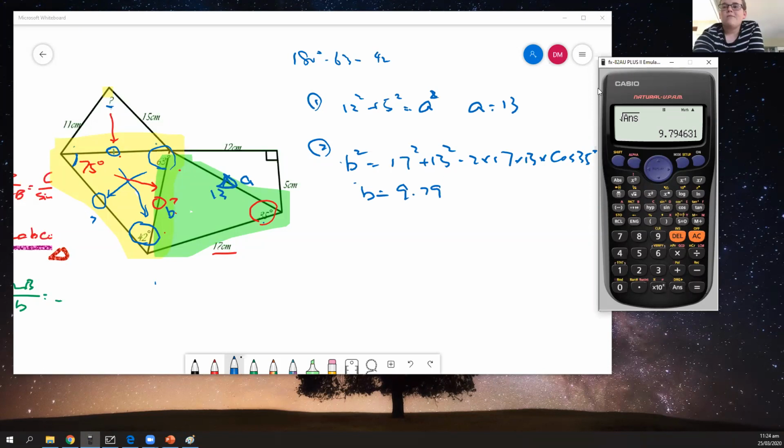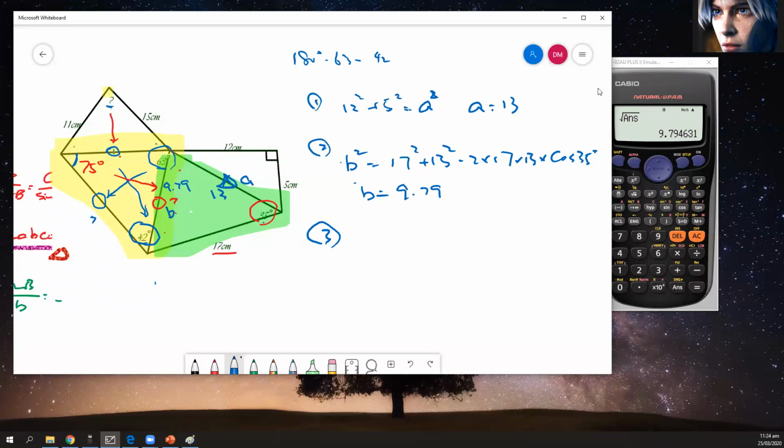Excellent. I know it's quite messy, but as you will see, all right? Number 3. So we know B is 9.79. So that side corresponds to the 75 degree we figured out, right? And we try to look for this side, which corresponds to this 42 degree. So hence, we look for the side, let's call it C. So C over sine 42 degree, because it corresponds to 42, should be equal to 9.79 corresponding to sine 75, right? So you can find C.